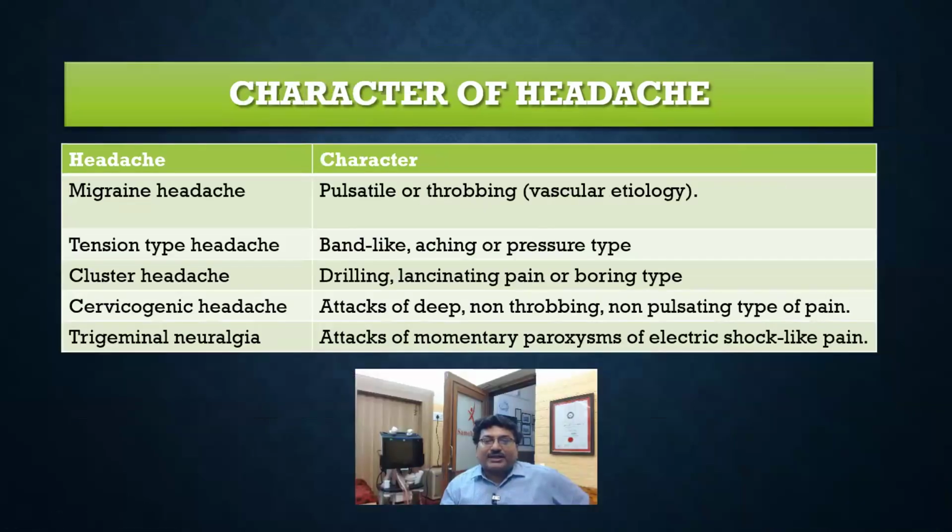Now character of headache. In migraine headache, usually the patient says it's a throbbing headache, that could be because of the vascular etiology. Tension type headache, already I have told, is a dull ache, band-like aching or pressure type. Cluster headache is a drilling pain or lancinating pain, or sometimes it can be expressed by the patient as a boring pain. Then cervicogenic headache has attacks of deep, non-throbbing and non-pulsatory type of pain. And sometimes in cervicogenic pain, the headache increases or decreases along with the movement of the neck. That also gives a clue.